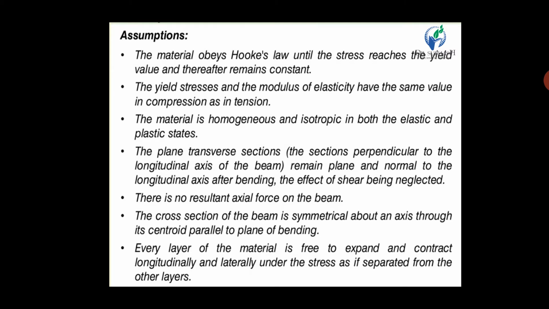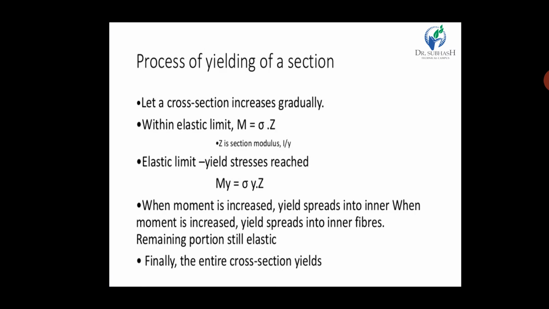The cross section of the beam is symmetric about an axis through the centroid and parallel to the plane of bending, and every layer of material is free to expand and contract longitudinally and laterally under the stresses, as if separated from the other layers. So these are the few assumptions that must be satisfied to reach the plastic state.